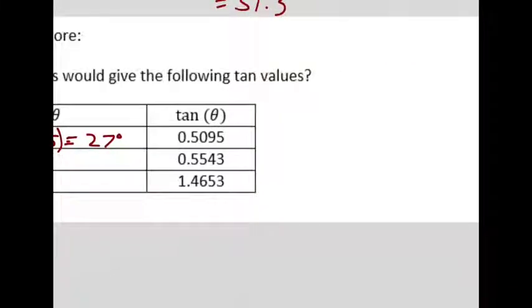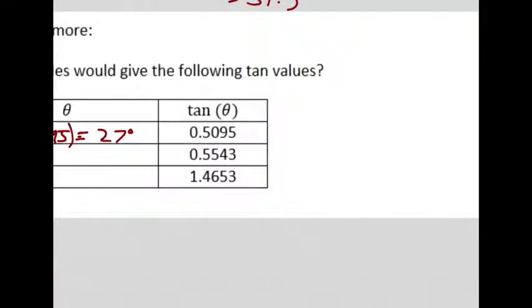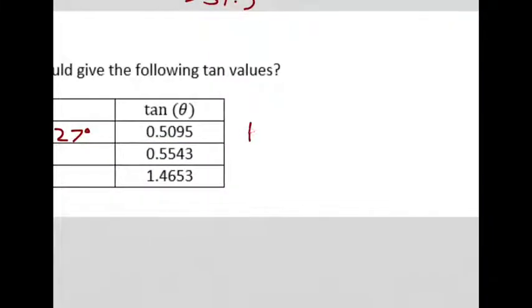It's very interesting, right? 27 degrees. Tan of 27 is equal to 0.5095. And you can just verify that in your calculator. Just go tan 27, and you should get really close to this, pretty much the same thing, 0.5095. Very interesting. What if the ratio was 0.5543?